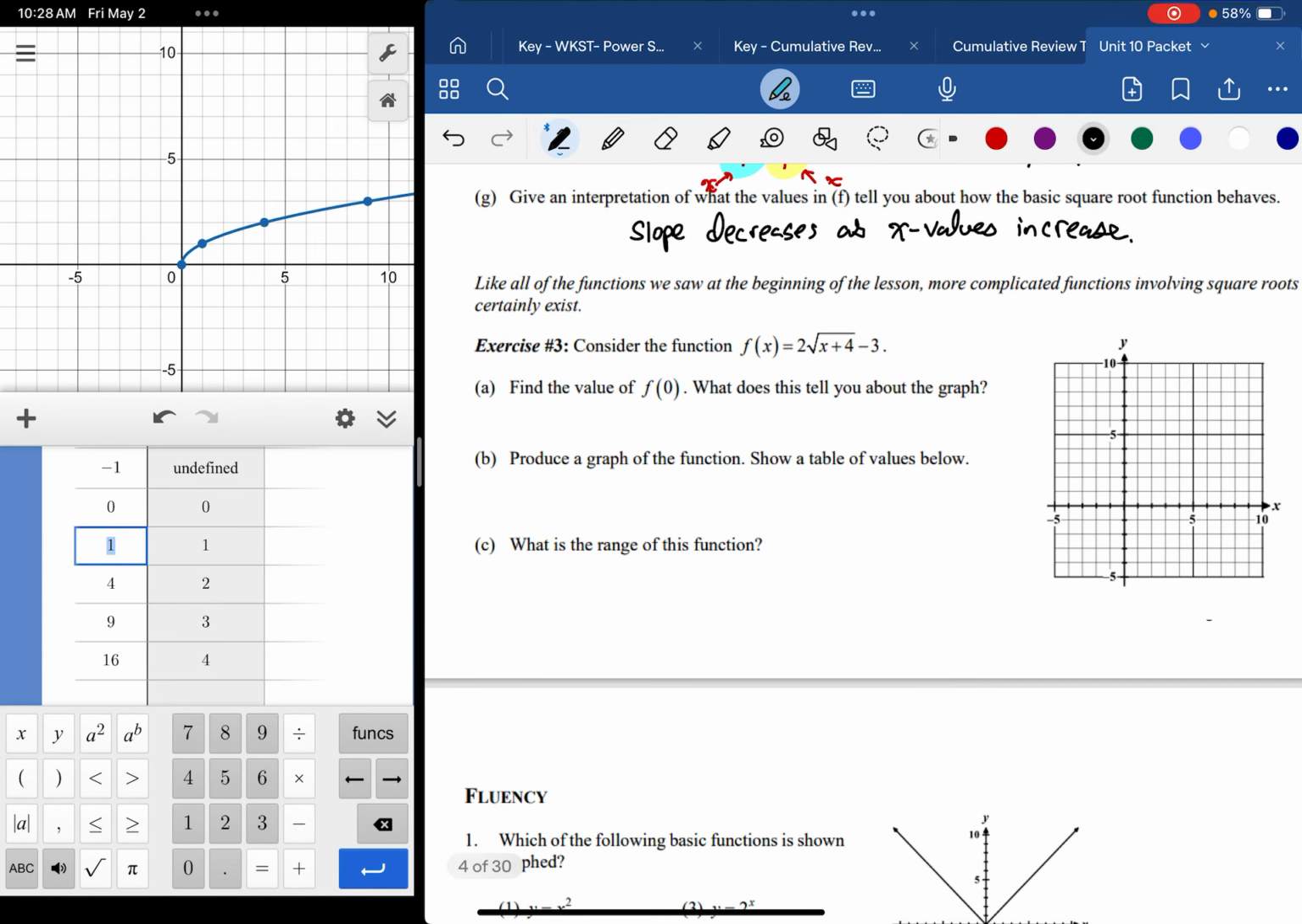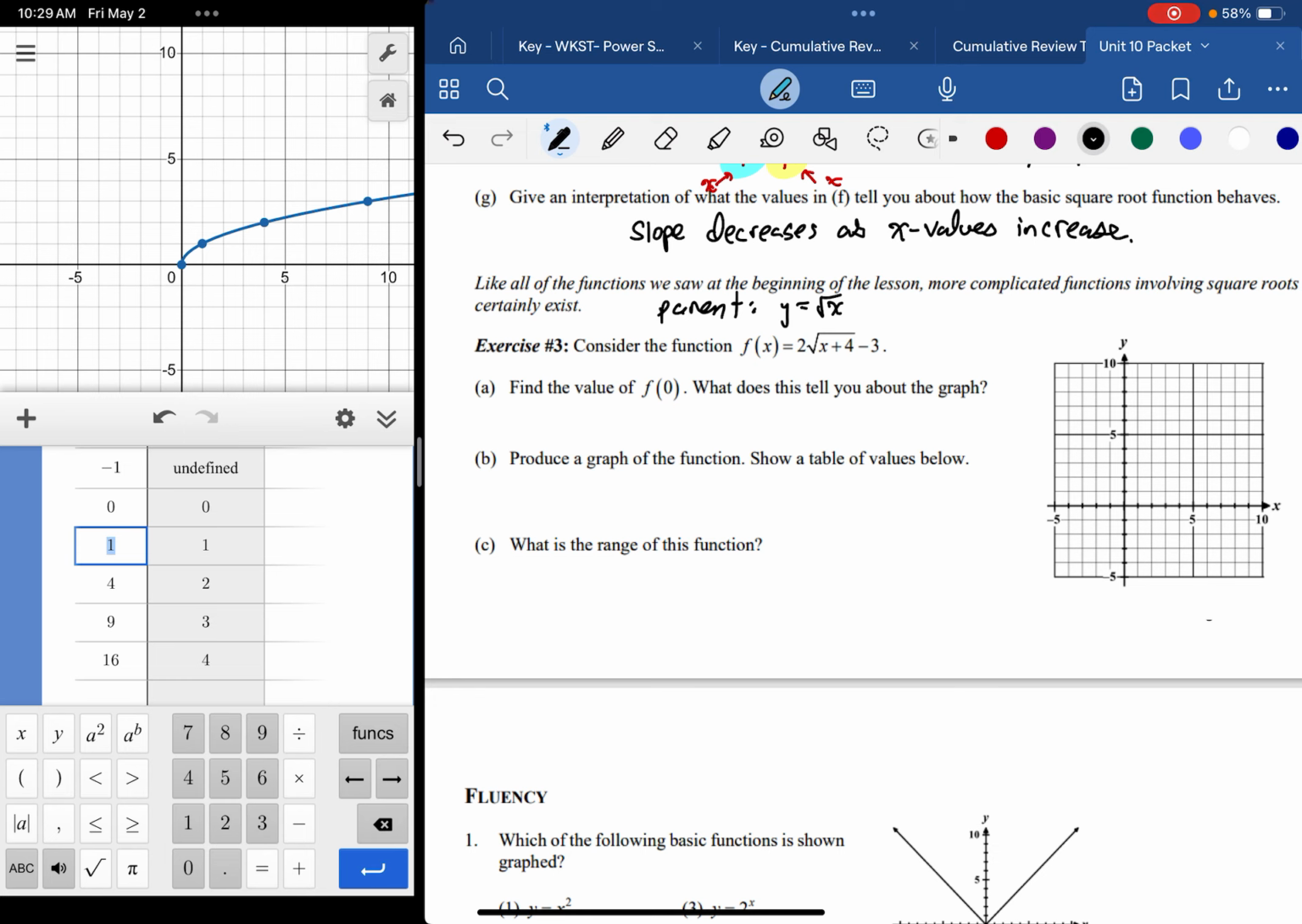Another statement here, like all the functions we saw at the beginning of the lesson, more complicated functions involving square roots certainly exist. This function here, and I talked about this on the previous page, if you have the parent function, it's really just a matter of moving some things around. So shifting left, shifting right, shifting up, shifting down, or stretching out the graph or shrinking it a little bit, all depending on what these other coefficients are. So the parent is y equals the square root of x.